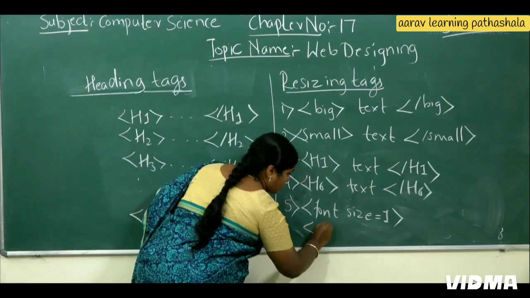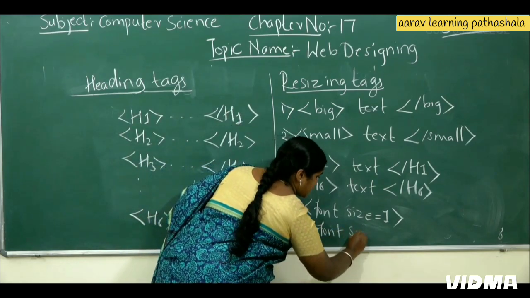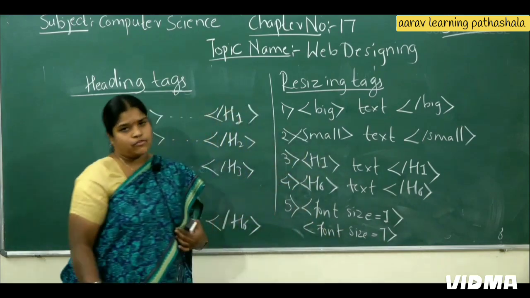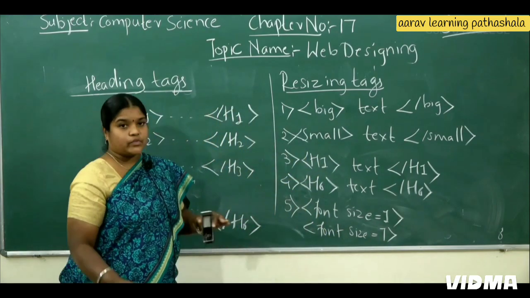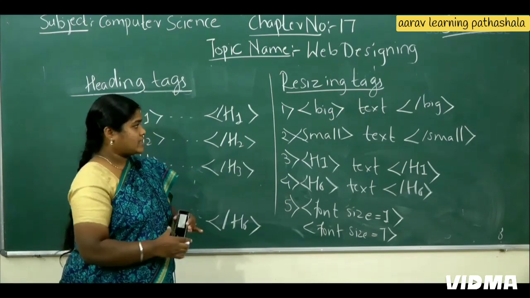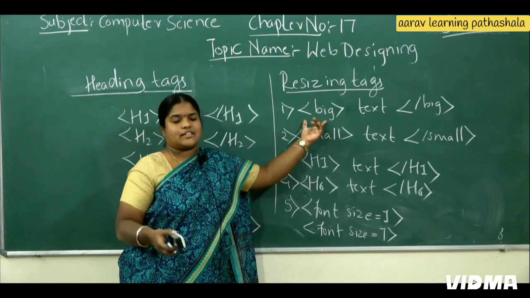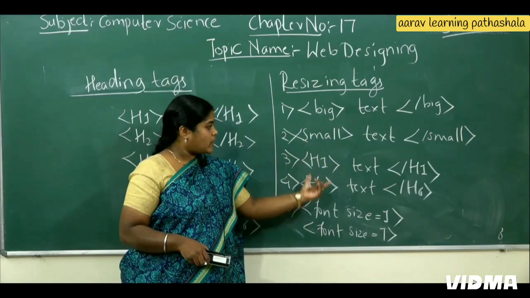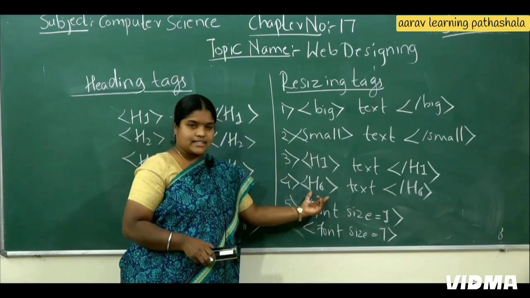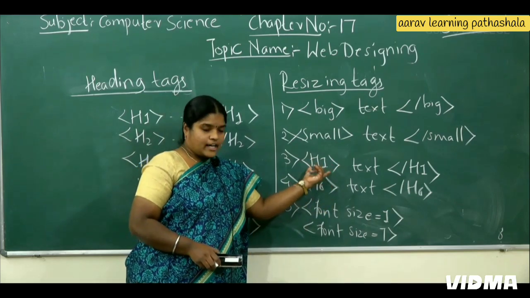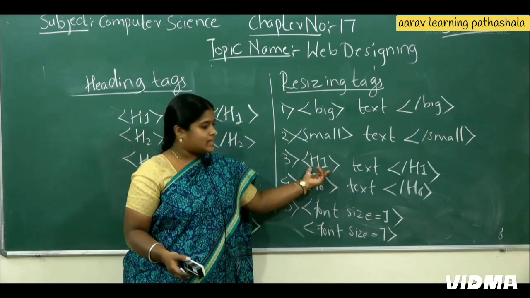If I say font size is equal to 7, it will give the maximum font size. So these are some of the resizing tags that we are going to deal with. Big will increase the size of the text by 1. Small will decrease the size of the text by 1. Then H1 to H6, these are the built-in heading tags. H1 will give you the maximum font size.